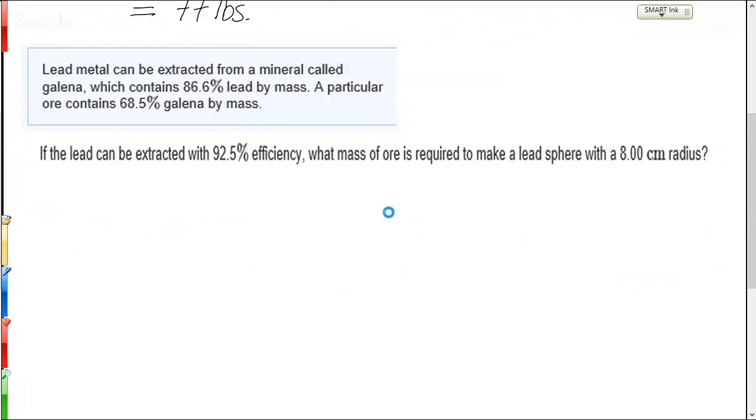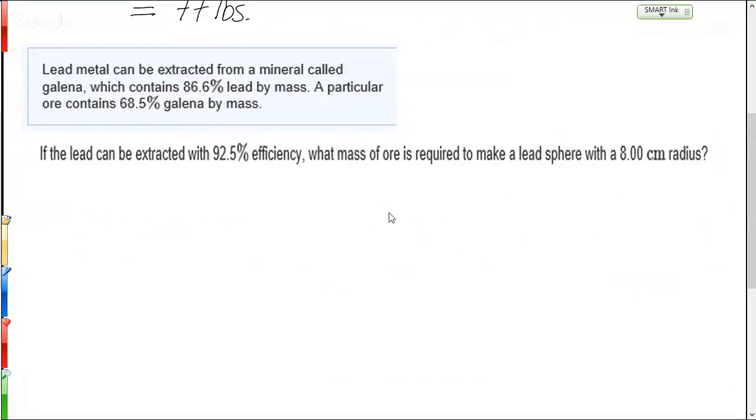All right. Lead metal can be extracted from galena, which contains 86.6% lead by mass. A particular ore contains 68.5% galena by mass. The lead can be extracted with 92.5% efficiency. So what mass of ore is required to make a lead sphere with an 8-centimeter radius?